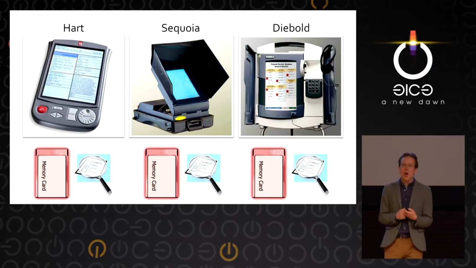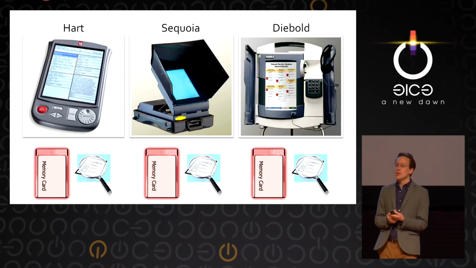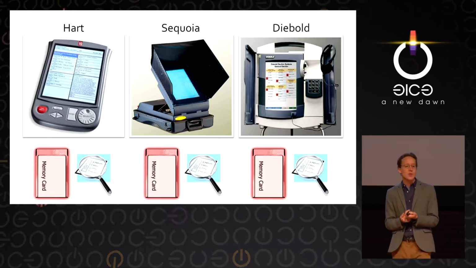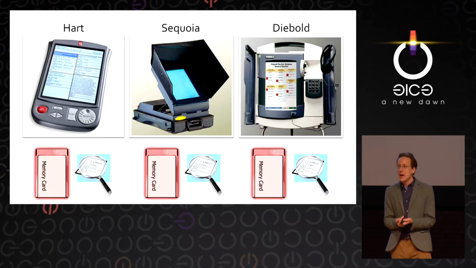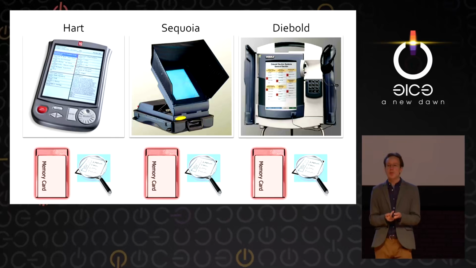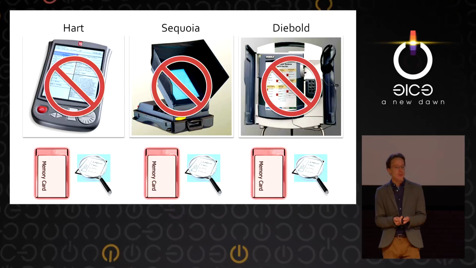So it was no surprise that all of these machines were susceptible to vote-stealing code, and also to attacks that would let election officials violate the secret ballot and find out how everyone voted. As a result, all of these machines were decertified and banned from use in the state of California.